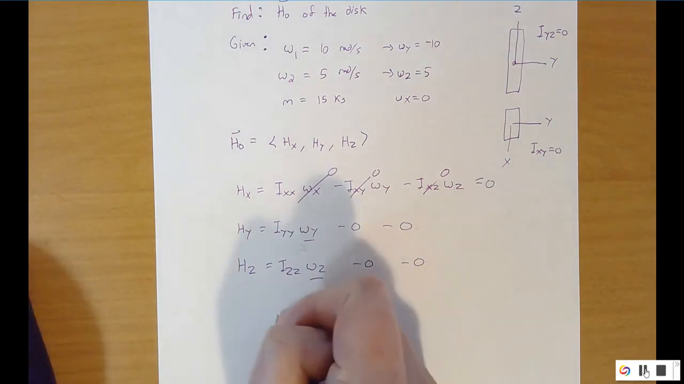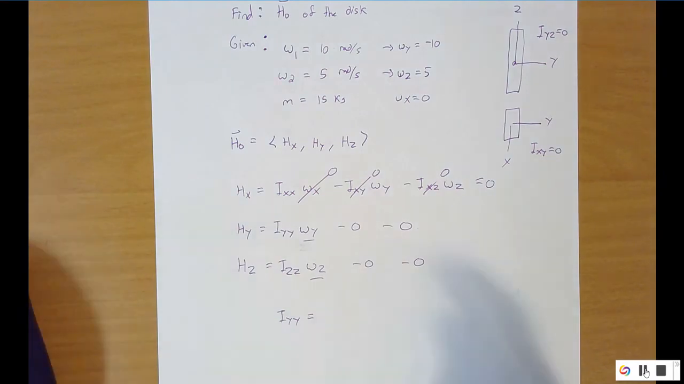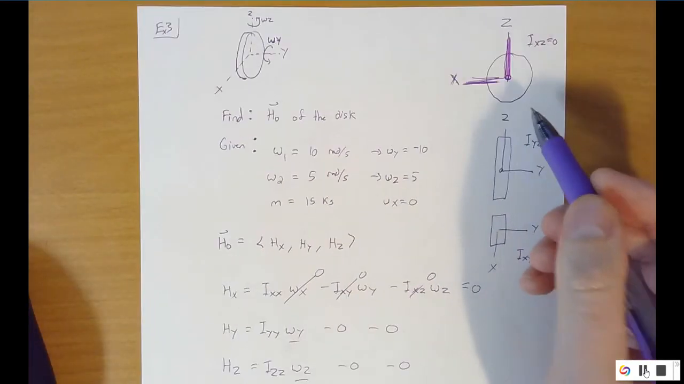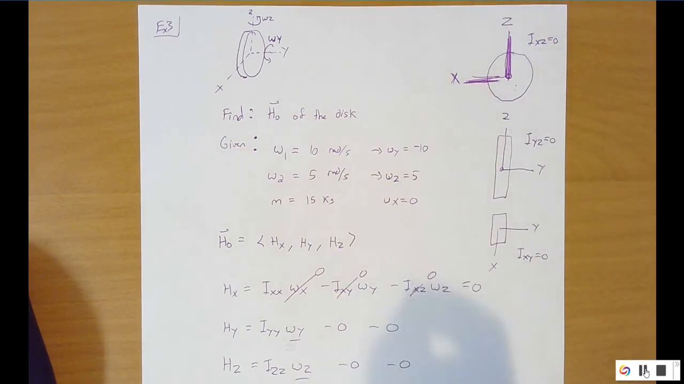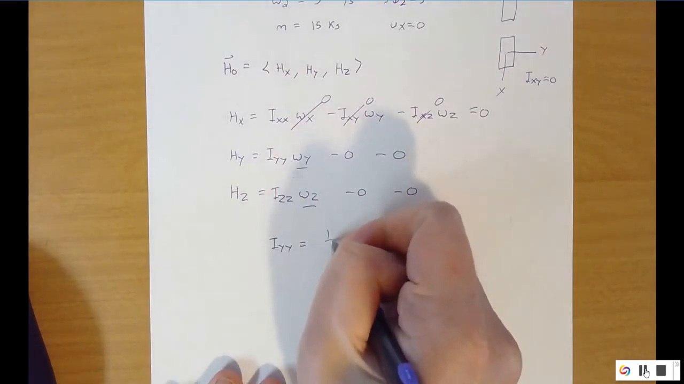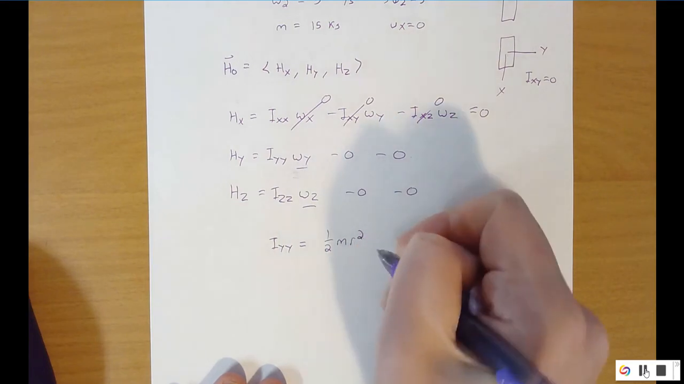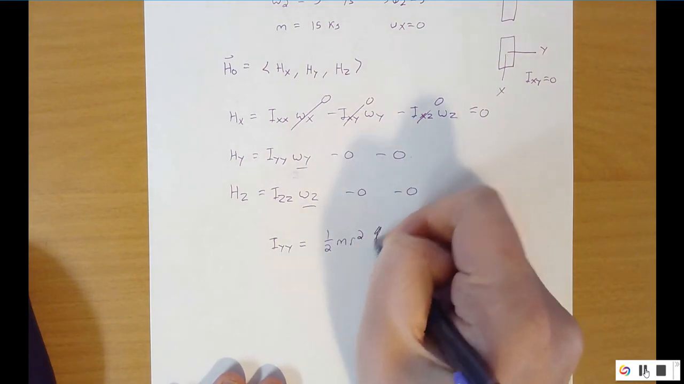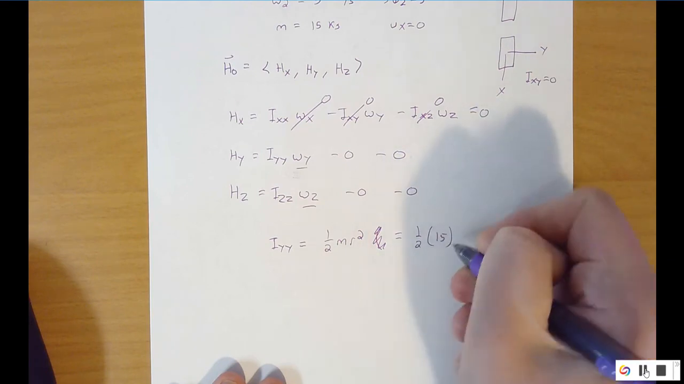So IYY, this is the mass moment of inertia about the y-axis. So we're going to be looking at this diagram here. So it's going to be a circle, and for that, we're going to use a circle about its center. If you look in the back of your book, it's 1/2 mr squared. So that should be equal to 1/2. The mass is 15. The radius of this disk, sorry, I didn't write that down.